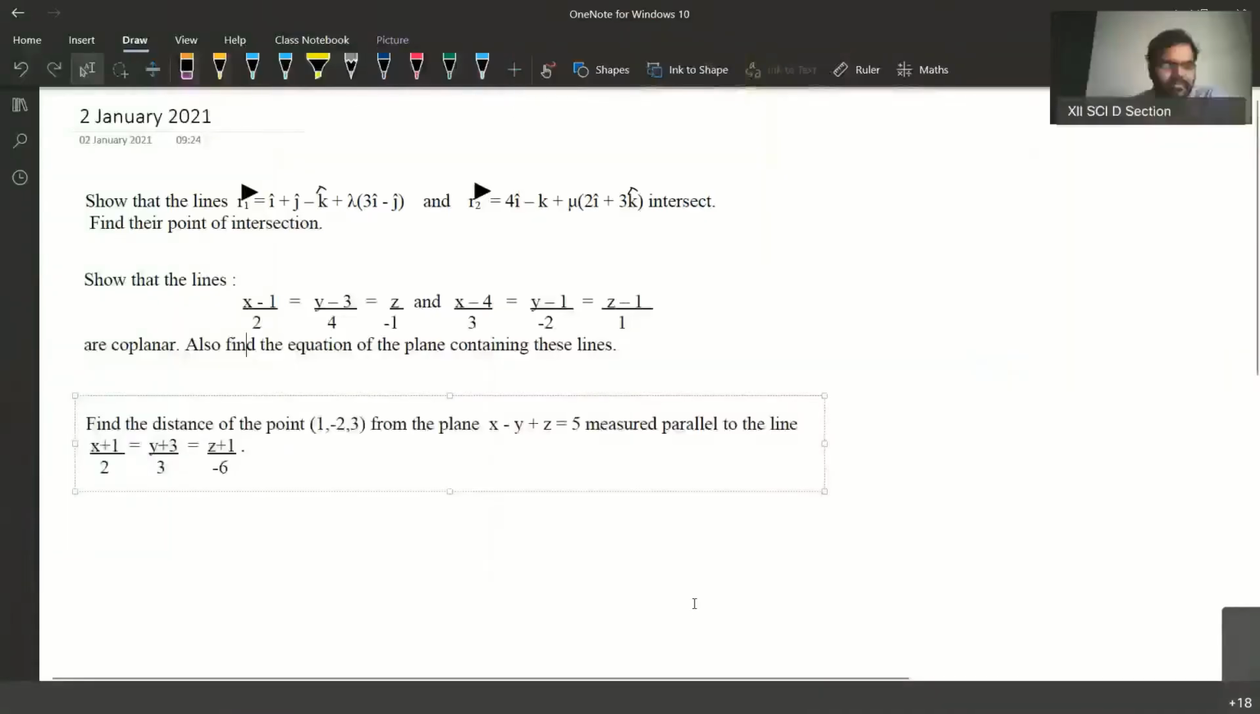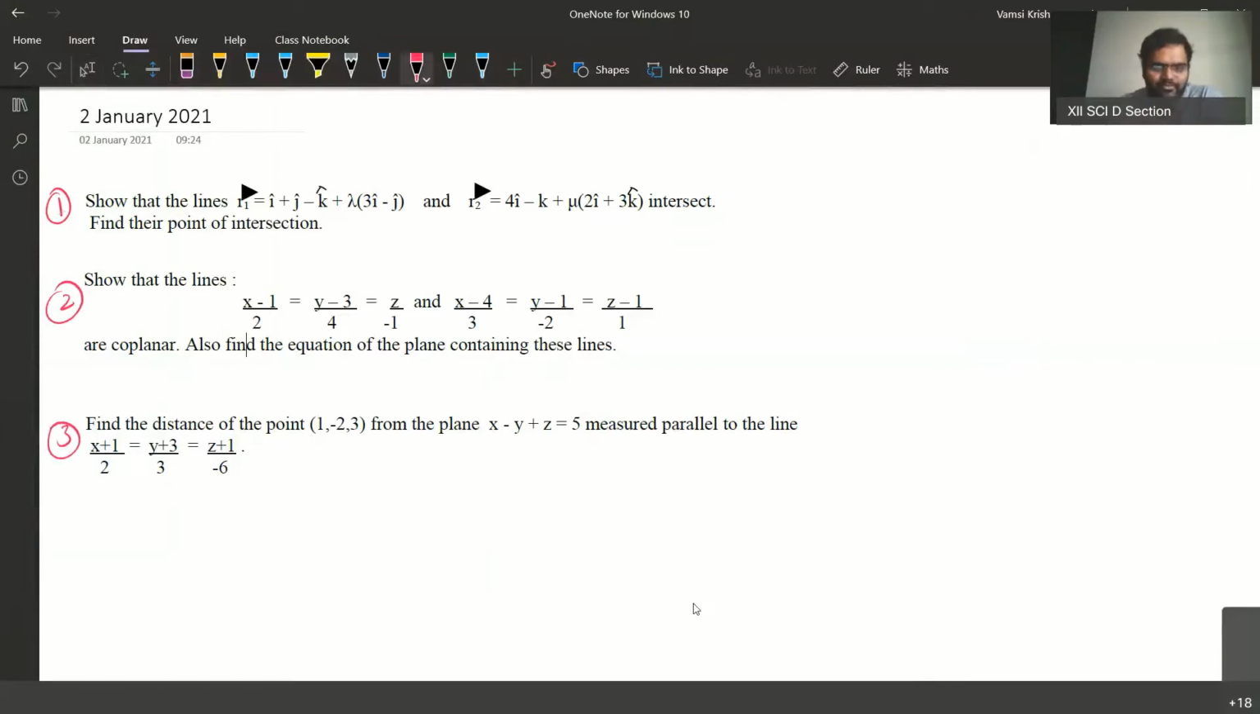Yes, so these are the three questions which I'm referring to. This is first, second, and third. All right, so this is especially from 3D geometry. Every day I am searching for those questions which we haven't covered in our regular classes. So these three are really good. I like these questions. These are previous year's board exam questions which we haven't covered.